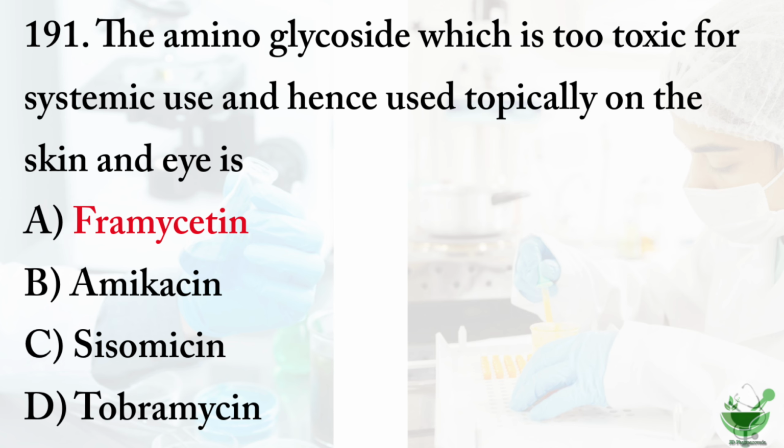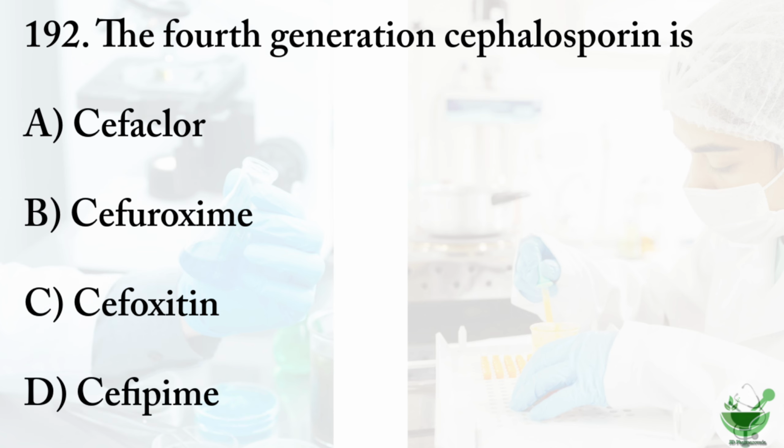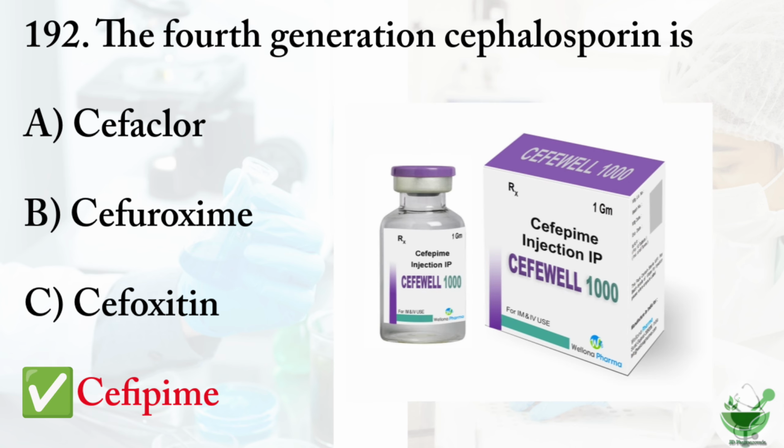Then question number 192. The fourth generation cephalosporin is option A, cefactor, option B, cefuroxime, option C, cefoxitin, option D, cefepime. So the right option is option D, cefepime.